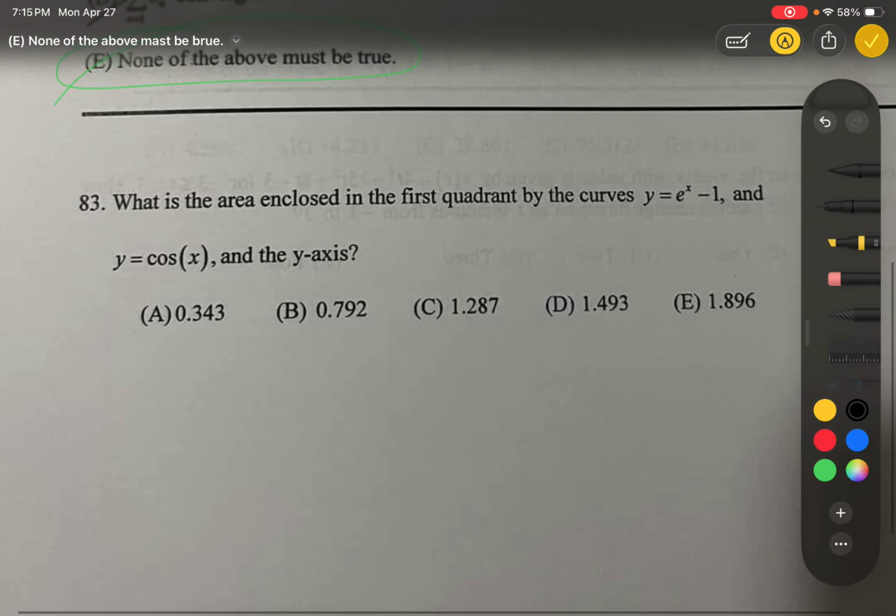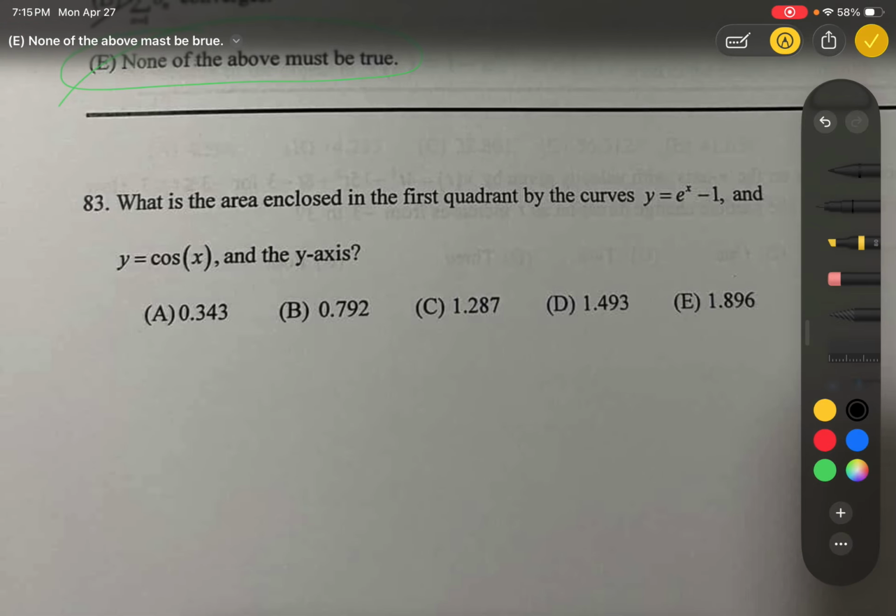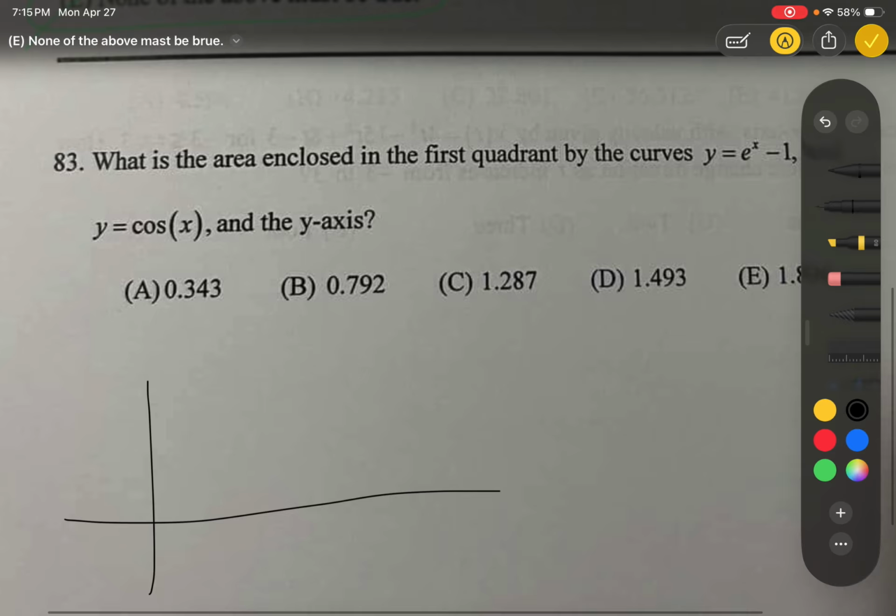83. What is the area enclosed in the first quadrant by the curves y equals e to the x minus 1 and y equals cosine of x and the y-axis? So let's graph that.